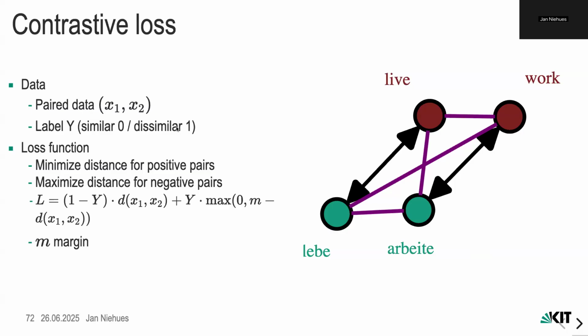And then, as we had before, you minimize the distance between the positive pairs. So if they're positive, similar, then this should be the case. You're trying to make them very similar, and for the other ones, you maximize the distance. And you have a margin maybe, so that you don't want to push them further apart than that.